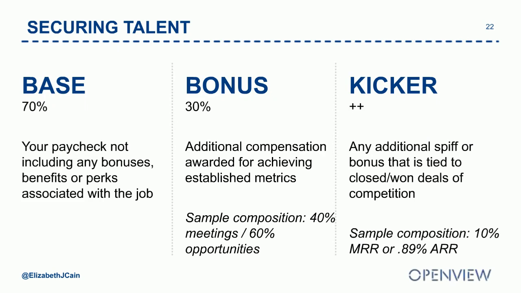And then I like to put a kicker out there. Whether it's a spiff or a bonus, something they can count on regularly that ties to quality and making sure the deals actually get closed. For example, 10% of MRR, 0.89% of ARR, and you can figure out what the right number is for your group. But really make sure there's a reason for them to bring in deals that close and not just fill the funnel with as many meetings as they can get.